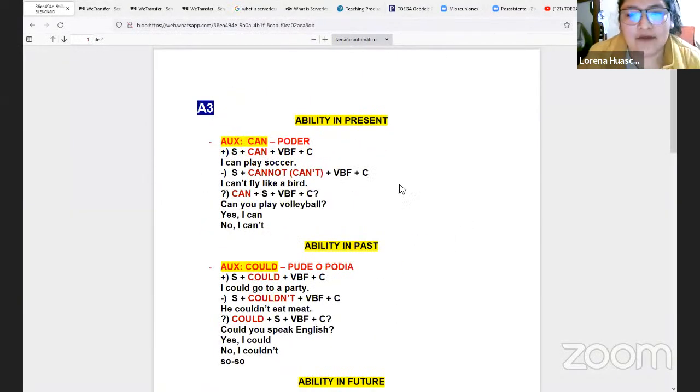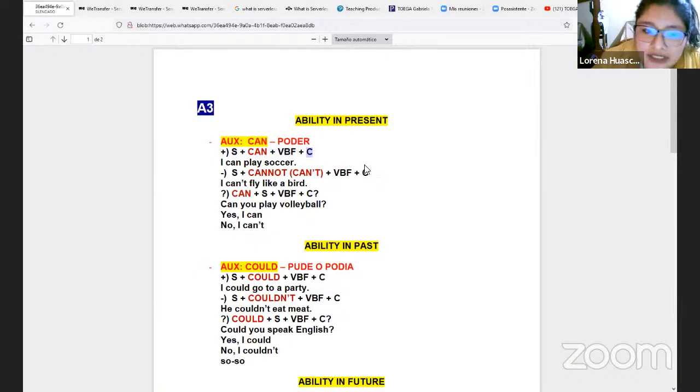The first modal that we have is can. We know that we use can in order to talk about ability, to say poder. We can say the subject, the modal can, the verb in base form, and the complement.